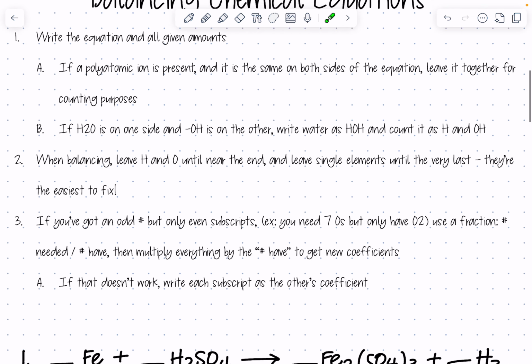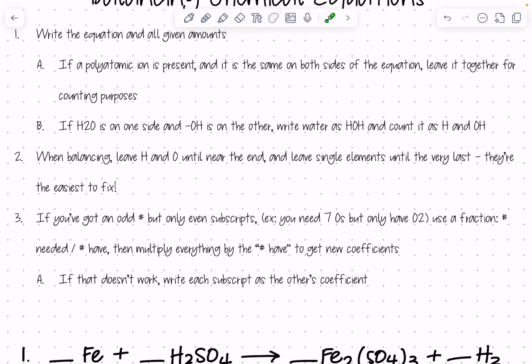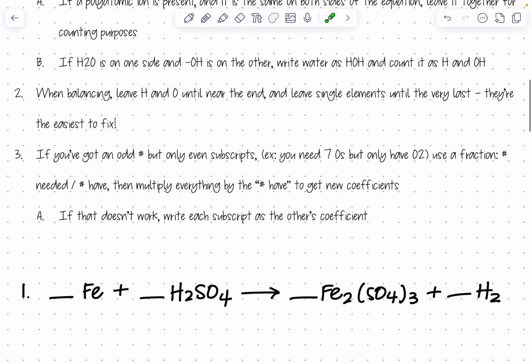When you're balancing, you want to leave hydrogen and oxygen till near the end, just because sometimes they fix themselves when you're fixing other things. And then you definitely want to leave single elements until the very last. So if I have, for example, this first one we're going to work, iron, completely by itself, leave that till the end. It's the easiest thing to fix. If I need 7, I put a 7 in front. If I need 48, I put a 48 in front. I don't have to do math for that piece. So we leave this guy until the very last.